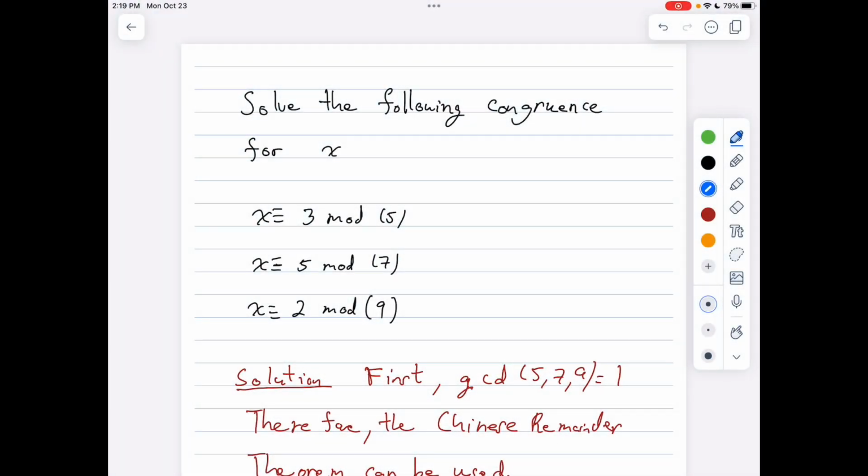All right, hello everyone. So today we're working on a discrete math problem. We have to solve the following congruence for x. So we have x is congruent to 3 mod 5, x is congruent to 5 mod 7, and x is congruent to 2 mod 9.